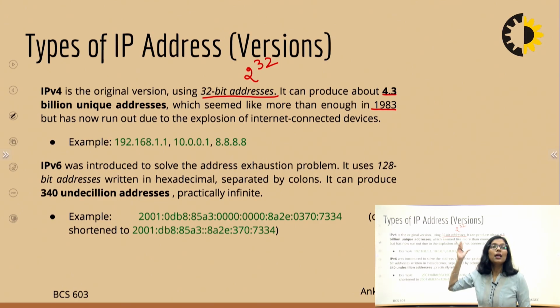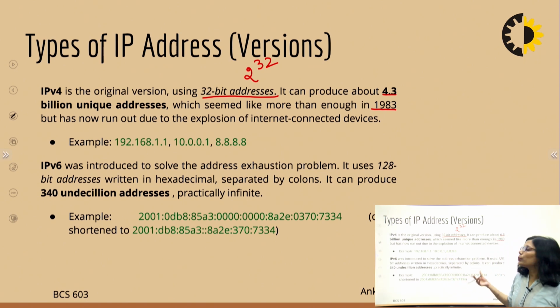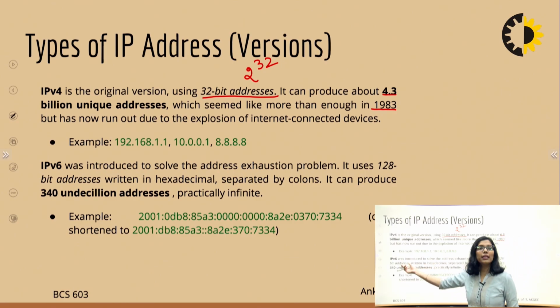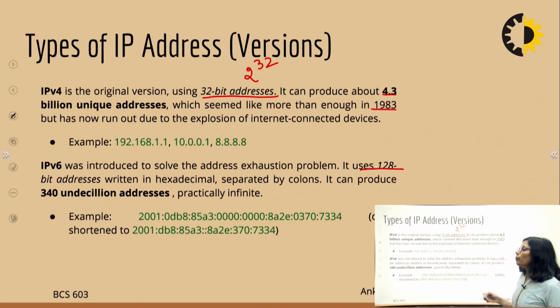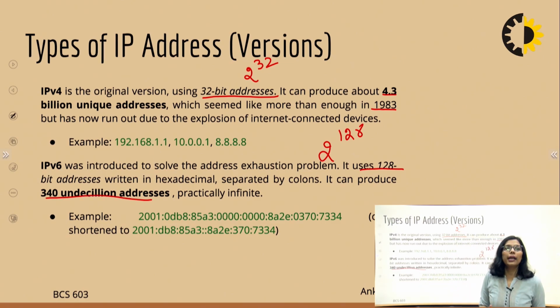This pool has been consumed. For that reason, we have shifted to the IPv6 addressing scheme, where we are using 128-bit addresses. Obviously, 2 raised to power 128 is equal to 340 undecillion addresses, which is a huge number, and it can never finish in our lifetime. So these are the two techniques of addressing: IPv4, which is 32-bit addressing, and IPv6, which is 128-bit.